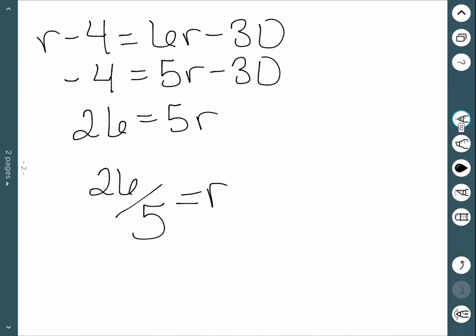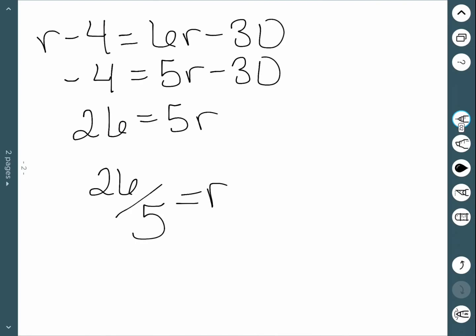Like I said before, especially with these rational equations, it's very important to check your answer and make sure you don't get 0 in the denominator. And you can go back to our original problem, but 26 over 5 will not give us a 0 in the denominator, so this is a fair answer.